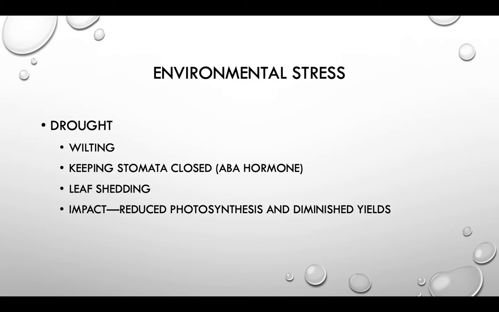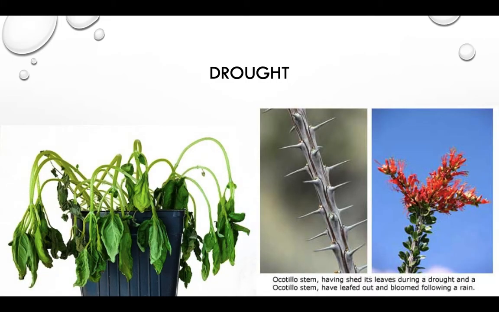Obviously, the big impact is reduced photosynthesis and diminished yields from that plant. So very common in more arid environments where plants will start losing leaves to protect themselves. On the left is what might happen in your home. I know for me, this has happened many, many times to the plants that I try to keep around. And then the Ocotillo plant, you can see normally in the desert droughts, it just looks like a dead twig. But as soon as it rains, you can see it grows the flowers and grows the leaves.